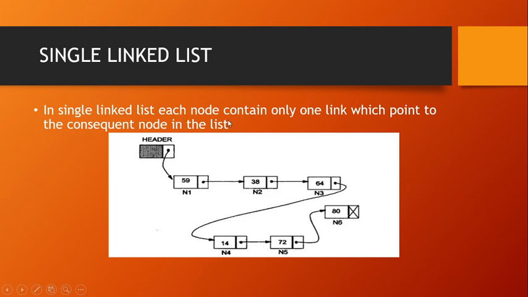In a singly linked list, each node contains only one link. I told you there are different types of linked lists. Mostly what we use is a singly linked list, where the elements have only one link, pointing to the consecutive node in the list. So the header will be there, pointing to the first node. The first node will be connected to another node, this node to another node, and this node to another node. Here 64 is connected to 14, 14 is connected to 72, 72 is connected to 80, and 80 is not connected to any other. So this is the structure of a list.